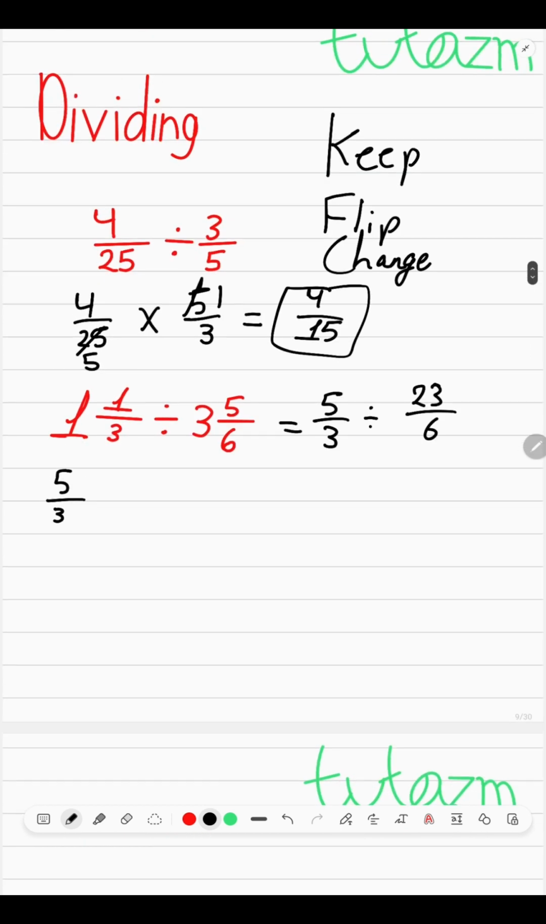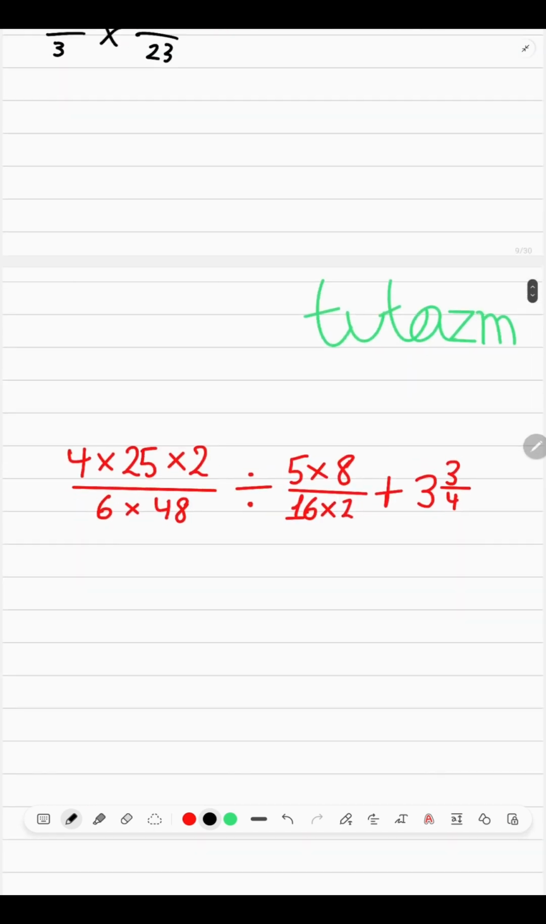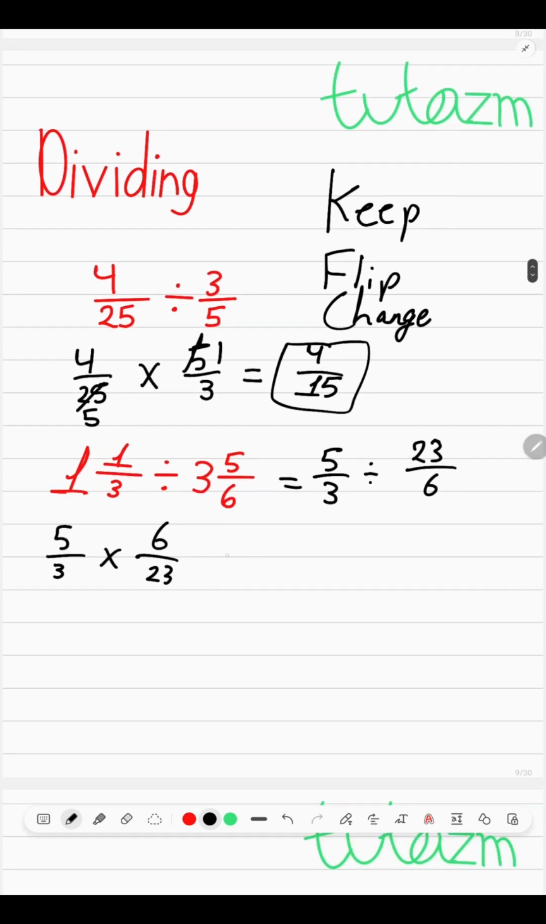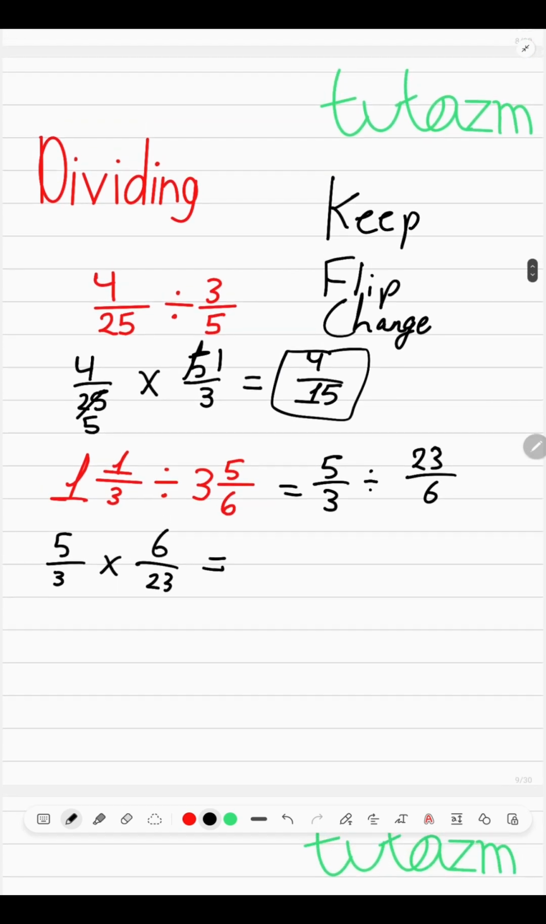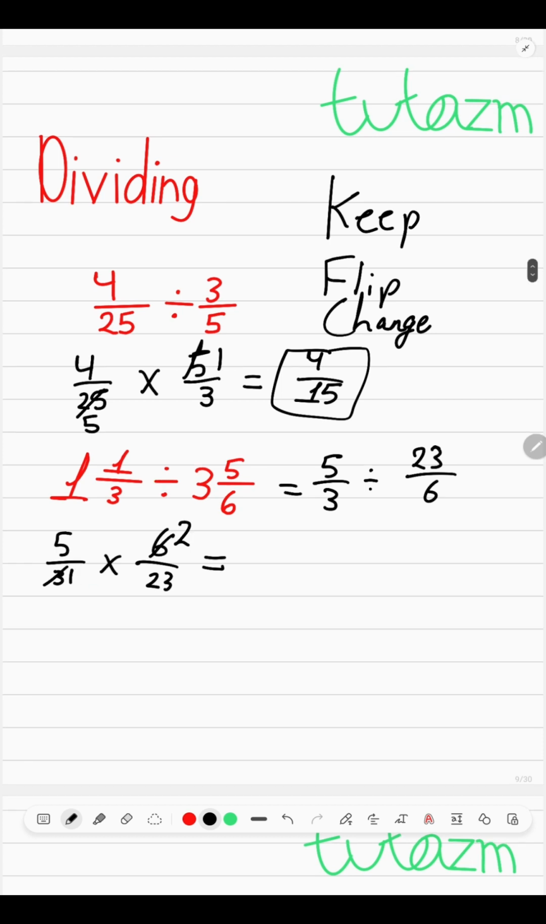Now we do KFC, so we'll keep the first fraction. We'll flip 6/23, and we'll change the division into a multiplication. And we can do what we did earlier. In this case, this would turn into a 2, and this would turn into a 1. And so we'd have 5 times 2 is 10/23. And that is our final answer.